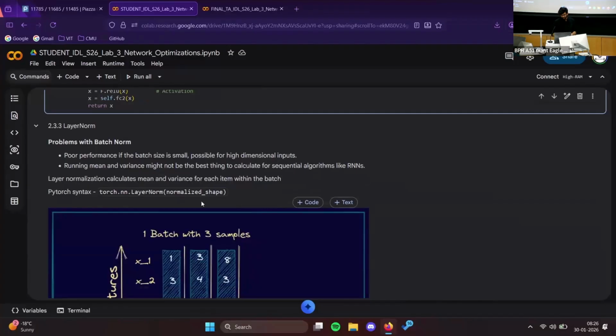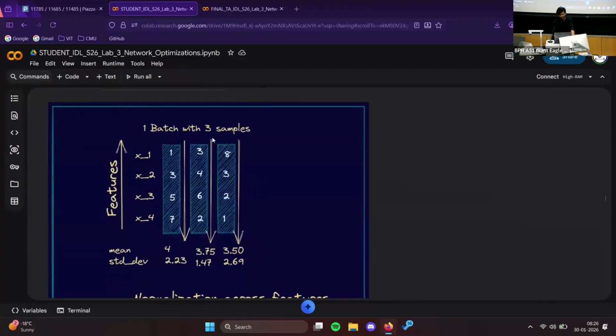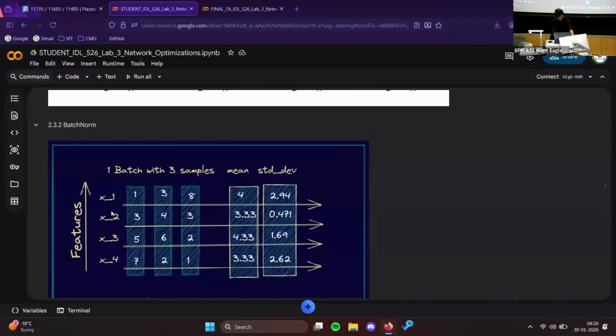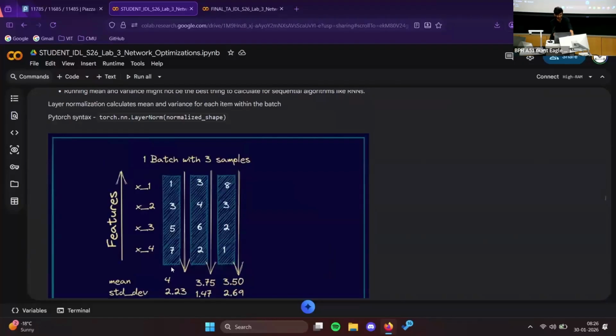So in layer norm, instead of taking the mean and variance across the samples for each feature, we just take the mean and variance of each sample. For example, in this batch, which has 3 samples with 4 features, x1, x2, x3, and x4, we just take the mean and variance of x1, x2, x3, and x4 for each sample. For example, for the first sample, 1, 3, 5, 7, we have a mean of 4 and a standard deviation of 2.23. Similarly, we do that for each sample instead of doing it across the batch. So if you see the difference with batch norm, we take the mean and variance for each feature across samples, but in layer norm, it's for each sample across features.